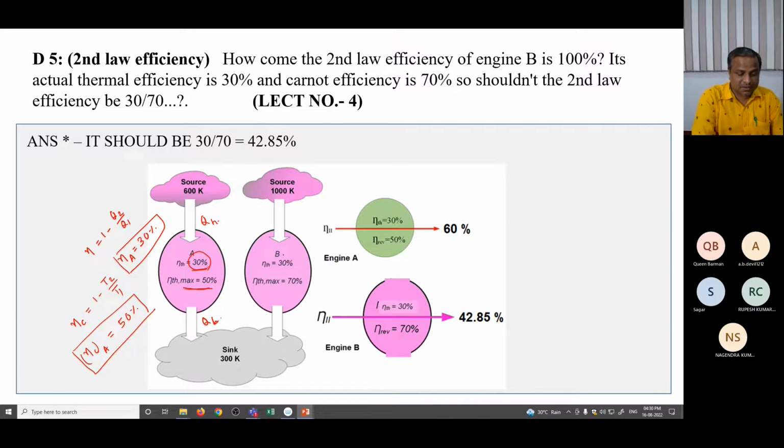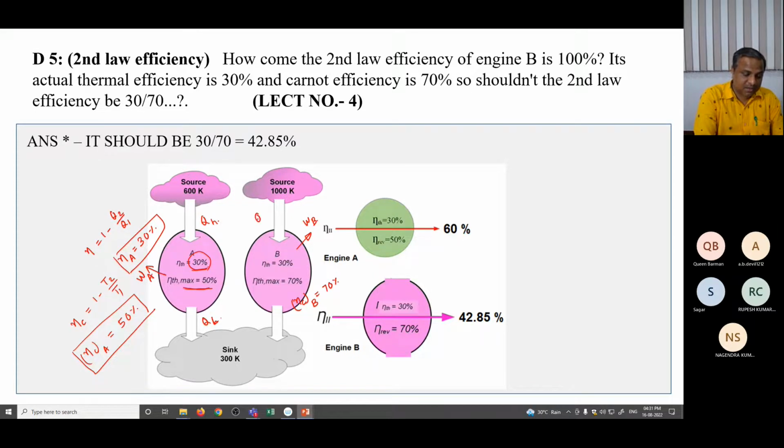On the same philosophy for engine B, through this process you get work output WA, and similarly for engine B, we also get work output WB. But through this process of calculations, we have maximum efficiency based on this data. When source temperature is 1000 Kelvin and sink temperature is 300 Kelvin, the Carnot efficiency for engine B can be calculated as 70%.